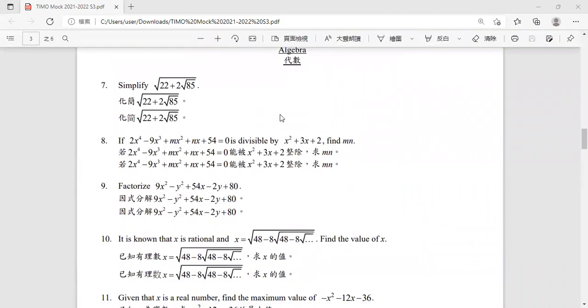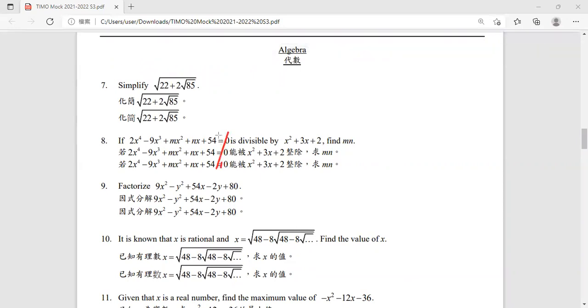Question 7. For those who are doing it before I discuss, f of x equal to this one, which is divisible by x squared plus 3x plus 2. Now, I will discuss question 7 first. I have to simplify this one.